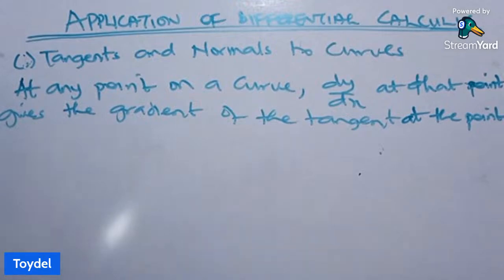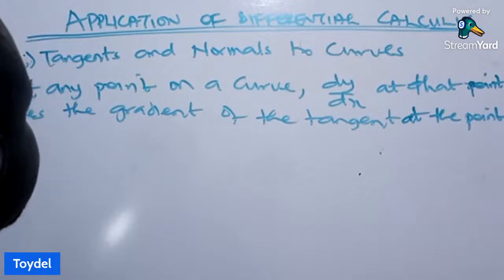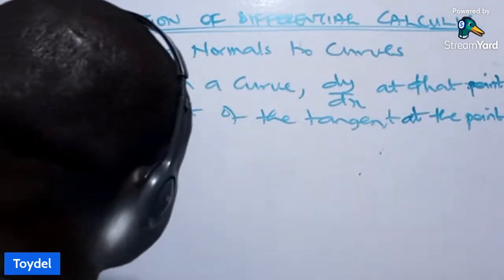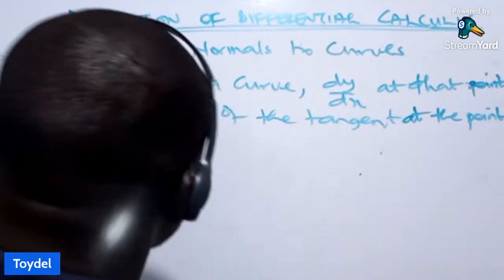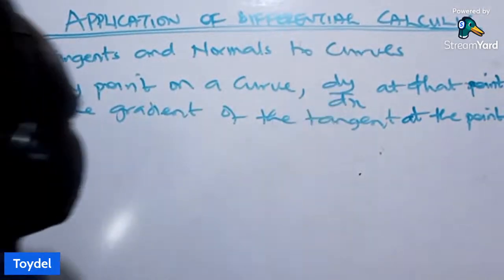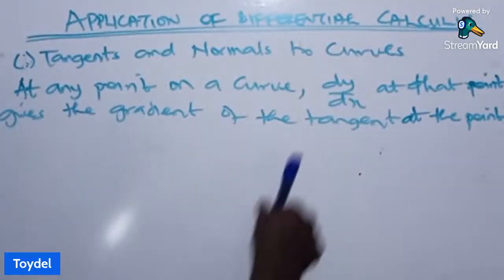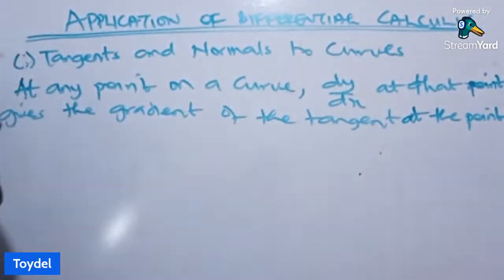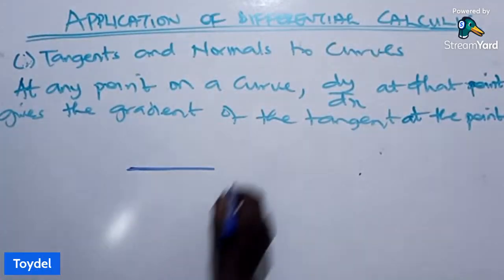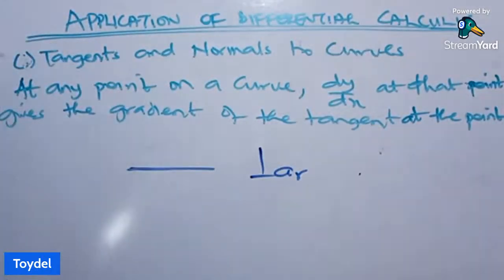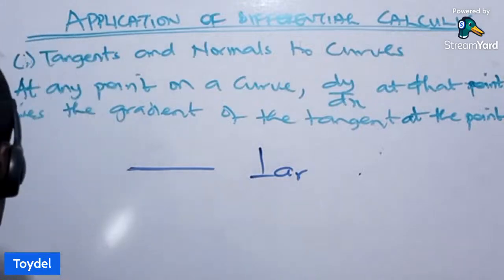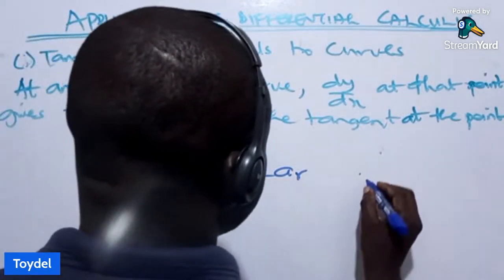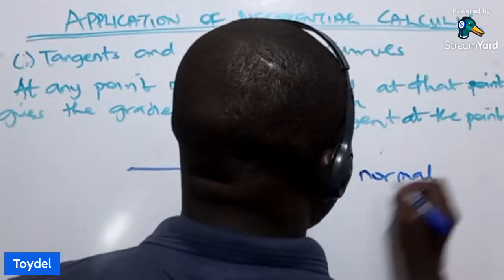At any point on a curve, the derivative dy/dx at that point gives the gradient of the tangent to the curve. That is, the differentiation at that point gives the gradient of the tangent at that point. Please let's note that. A straight line that is perpendicular to the tangent at the point of contact with the curve is called the normal. So I want us to get the difference.